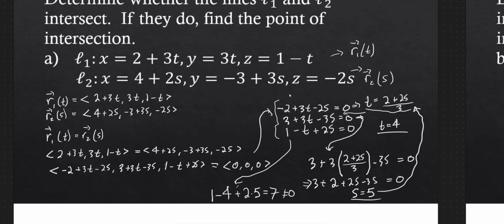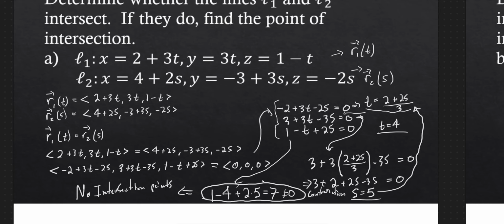So if these two lines intersect, t must be equal to 4 and s must be equal to 5. However, if t is equal to 4 and s is equal to 5, then the z components of my two lines do not match up. And therefore, there are no points of intersection. Since I've reached a contradiction, right, this is not equal to 0 like it should be, what this tells me is that there are no intersection points. So these lines do not intersect.